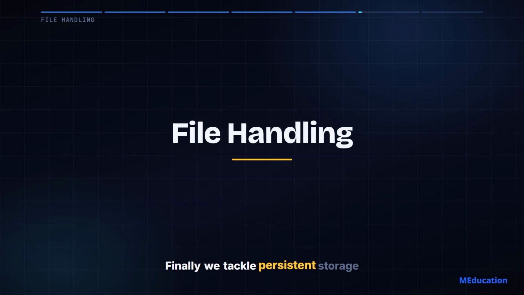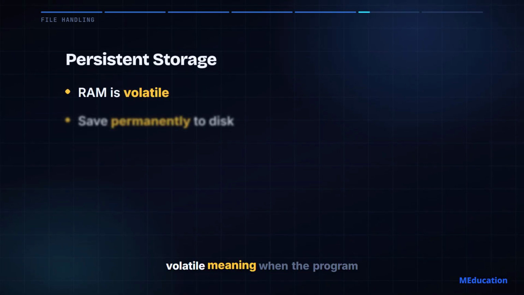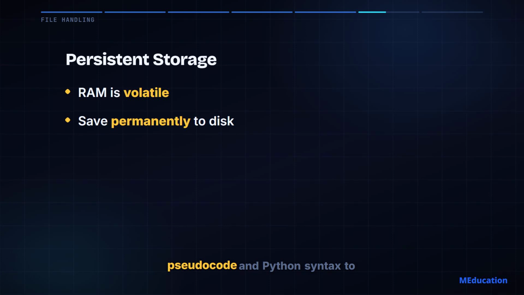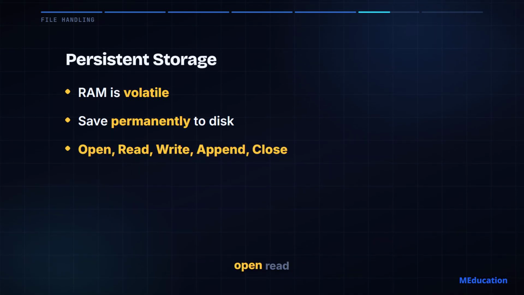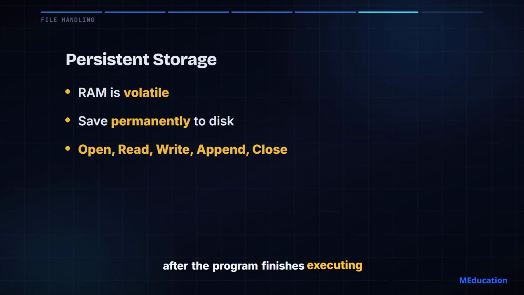Finally, we tackle persistent storage. Everything held in RAM is volatile, meaning when the program stops, the data dies. To save data permanently, we use files. You will learn the exact pseudocode and Python syntax to open, read, write, append, and close text files safely. We will trace file handling algorithms and build end-of-file loops, ensuring your data persists on the secondary storage disk long after the program finishes executing.